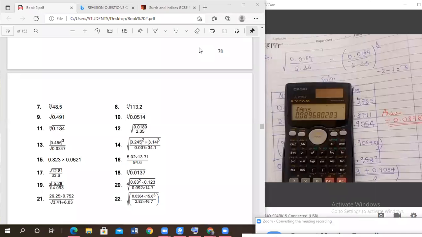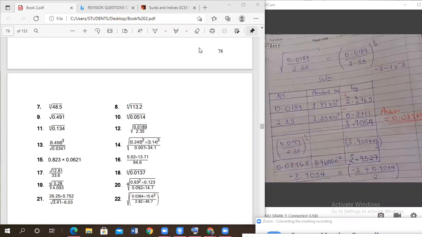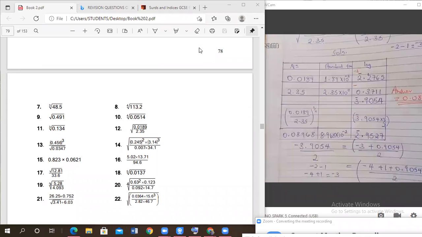Is it not the one? Members, is it not the one? Yes, it's the one. Have you seen? Yes. So we are very correct. Members, I think you have understood logarithm now very well. Is there anyone who still has a challenge on how to handle logarithm?